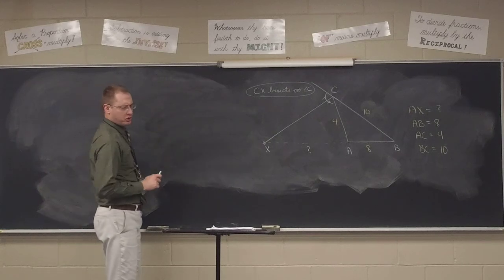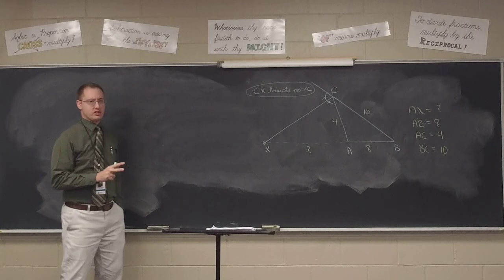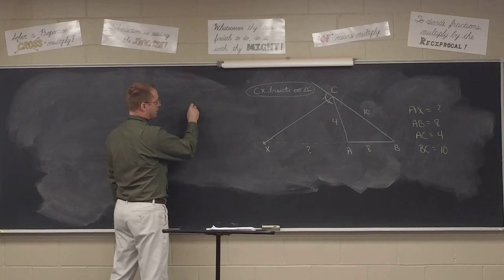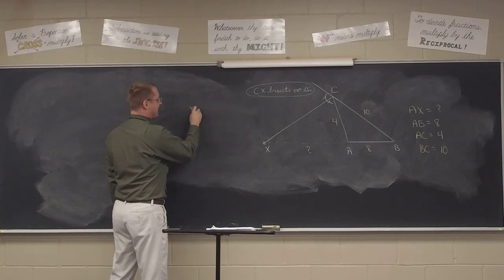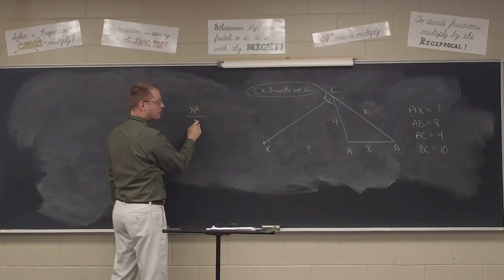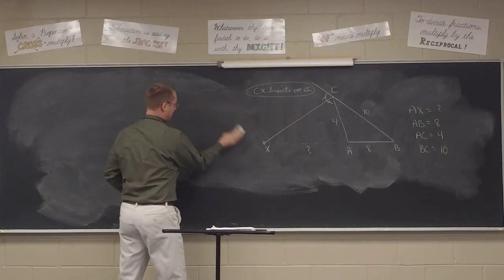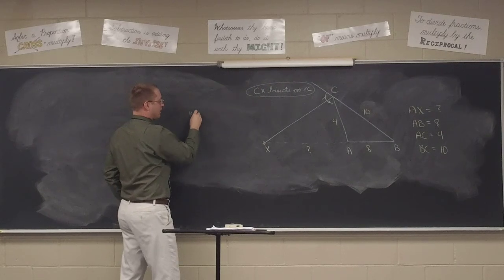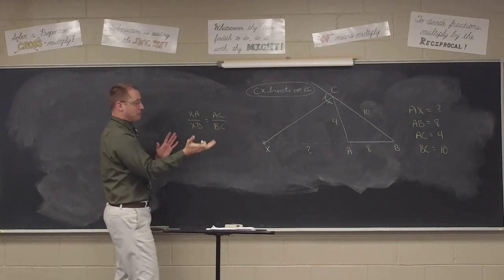Audrey, in words, what's the proportion? Good. Segment is to segment, side is to side. Now, in letters, what is that proportion? Ethan? In letters, like A, B, C, X, what's my proportion? I'd say XA is to XB as AC is to BC. There we go. AX is to BX as AC is to BC.